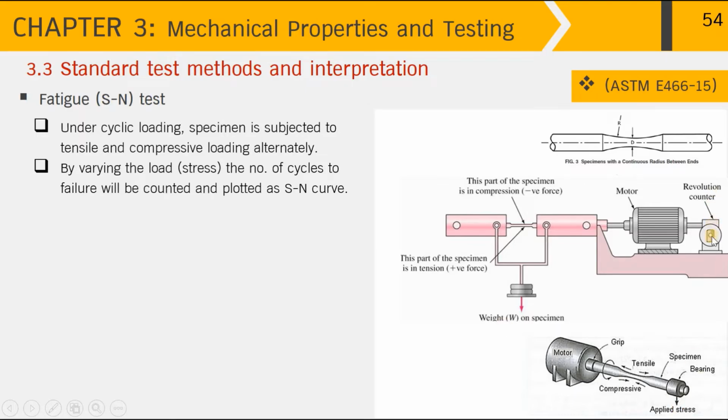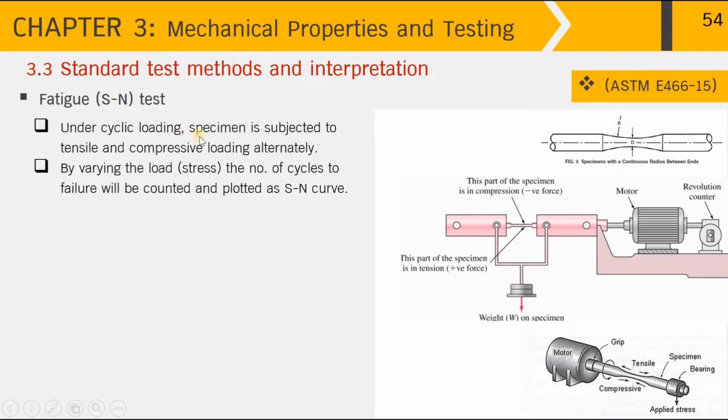The revolution counter here is used to count the number of cycles to failure. And as a rule, when we put on more weight, there will be fewer cycles to failure that the specimen will stand. And if you look a bit closer over here, you can see that once the sample is subject to fatigue, the volume of specimen on the top is subject to tensile loading, whereas the one underneath here is subject to compressive. And once it's moving up, the one that was subject to tensile will now be subject to compressive stress. And this is what we call completely reversed cyclic loading.